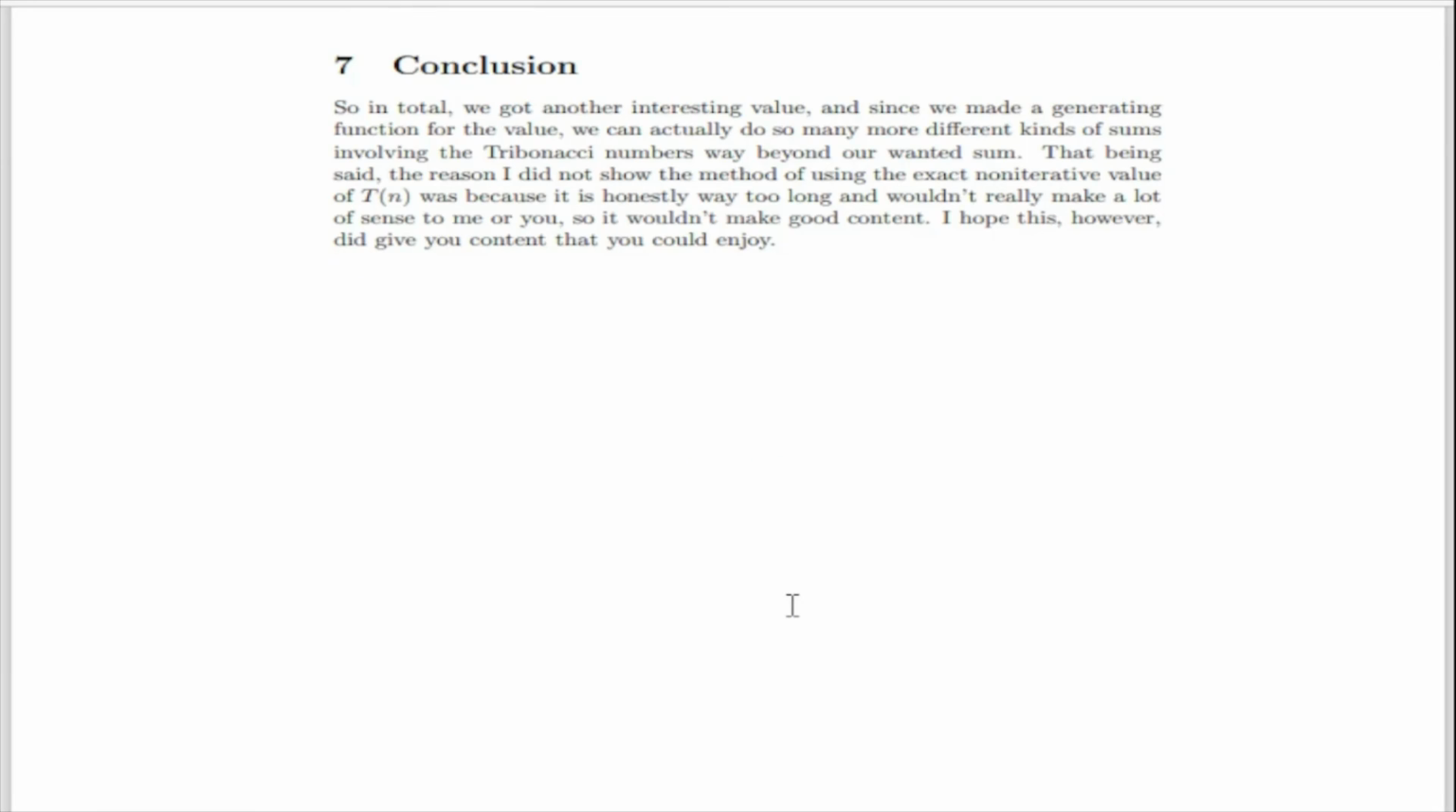So in conclusion, we got another interesting value. And since we made a generating function for the value, we can actually do so many more different kinds of sums involving the Tribonacci numbers, way beyond our wanted sum. That being said, the reason I did not show the method of using the exact non-iterative value of t of n was because it is honestly way too long and wouldn't really make a lot of sense to me or you, so it wouldn't make good content.